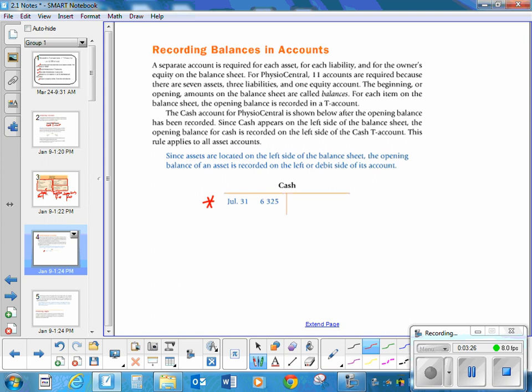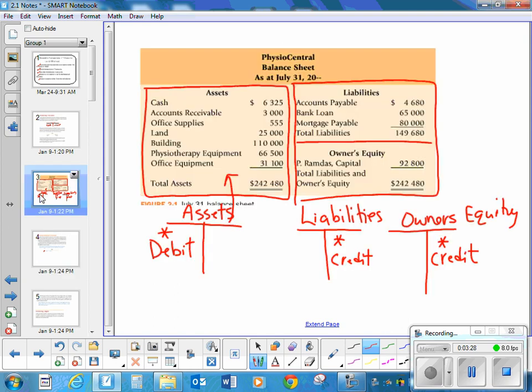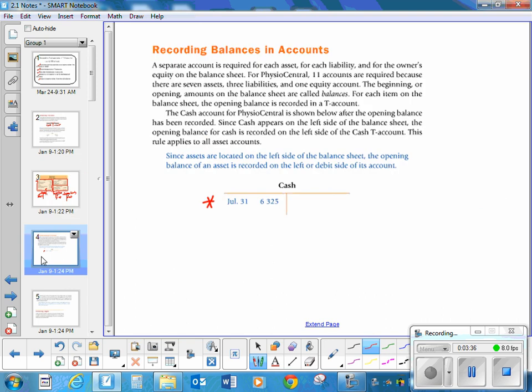$6,325. That amount, I'm going to flip back, is coming off of our balance sheet here. Now, every one of our assets would look exactly the same. If we did one with our accounts receivable, we would do the same thing. I can't remember the amount, if it's 3,000. Okay, it's going to go on the left-hand side.